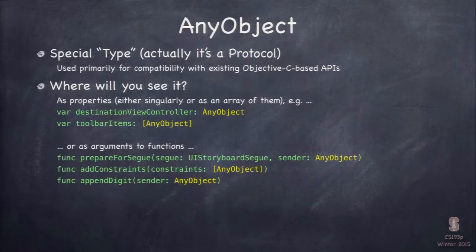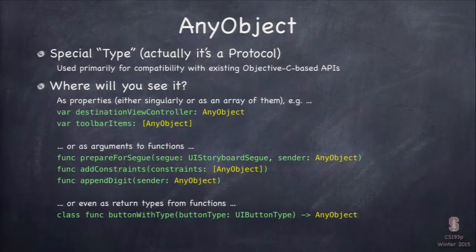And even in appendDigit in Calculator, remember when we control dragged the button to make appendDigit? And I made a big deal of saying, change that from AnyObject to UIButton? Well, if you hadn't changed it, then you could have ended up with appendDigit sender AnyObject. It also can even be the return type for functions. Like that button with type I talked about a few slides ago, it actually returns AnyObject. It doesn't return a UIButton.